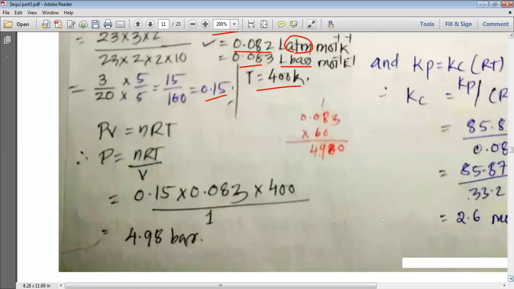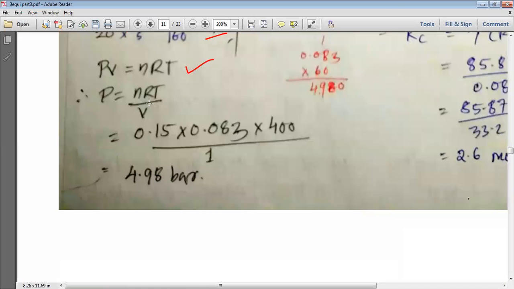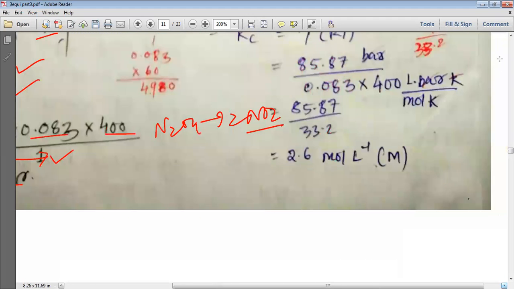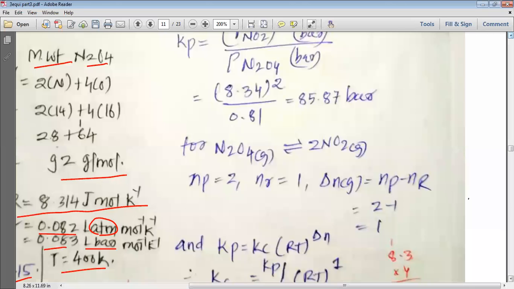So using the ideal gas equation, we write PV = nRT, and therefore P = (n/V)RT. Here n is 0.15, R is 0.083, the temperature is 400 Kelvin and the volume is 1 liter, and thus we get the partial pressure for N2O4 as 4.98 bar. So when this N2O4 decomposes to give twice NO2, the initial partial pressure is 4.98 bar. That is what we can understand. Now, my dear students, we want to move forward and understand this.